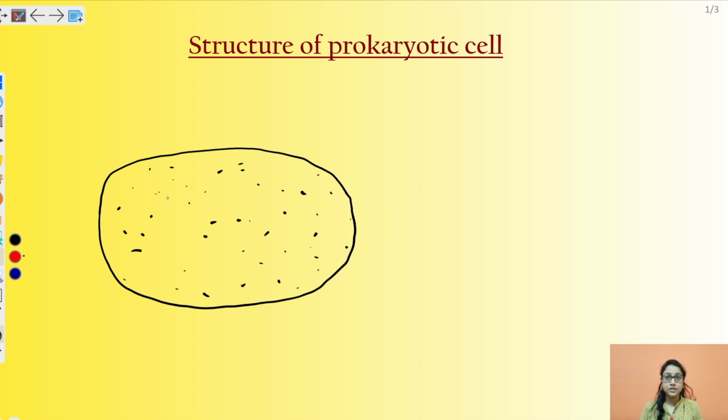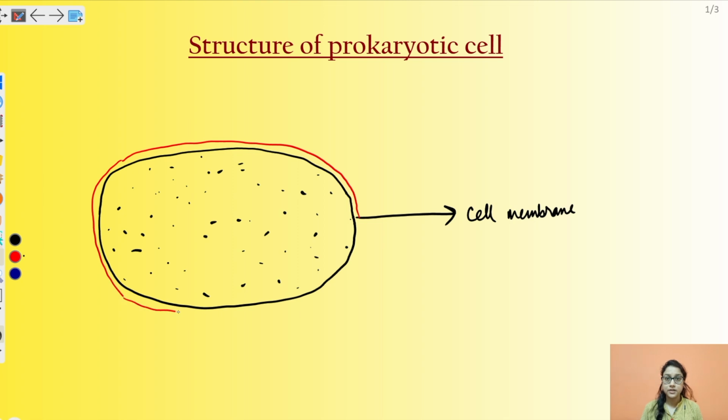As we have studied in the previous session, in prokaryotic cells no membrane-bound organelles are present. So all of the enzymes will be present in this cytoplasm. Outside this cell membrane, there will be another layer, and it is called the cell wall of the bacteria.